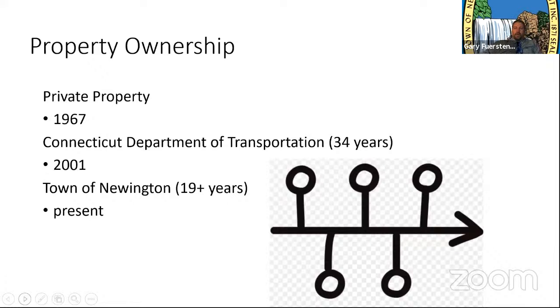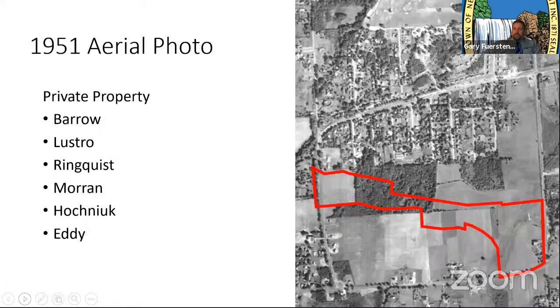This property prior to 1967 was owned by various private property owners. The Connecticut Department of Transportation owned the parcel for about 34 years, from 1967 to 2001. Since 2001, the town has owned the parcel, and we will continue to own the parcel.